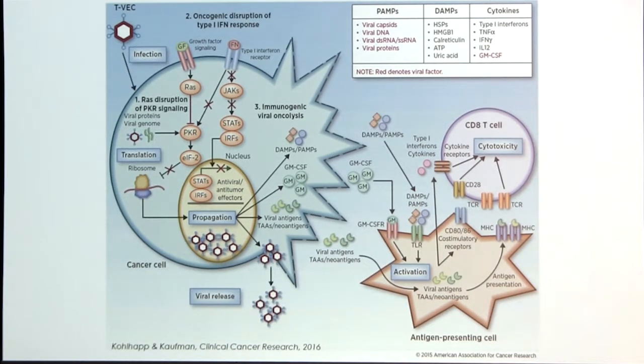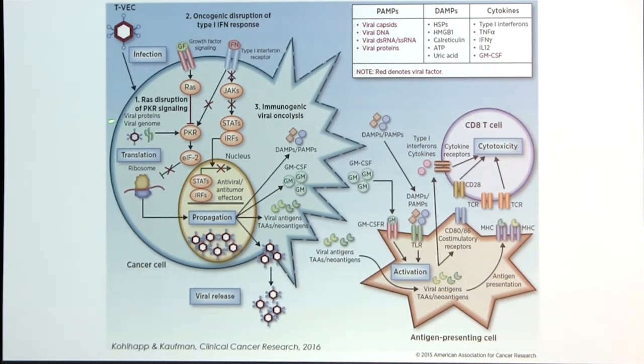Now I like this picture because this was done for TVEC. It was published by another group two years ago. It shows how complicated things are now with immunotherapies, but with viruses maybe it's a little more complicated. So you have here the TVEC virus that will enter. So this is a tumor cell, this is a dendritic cell, and this is a T cell.